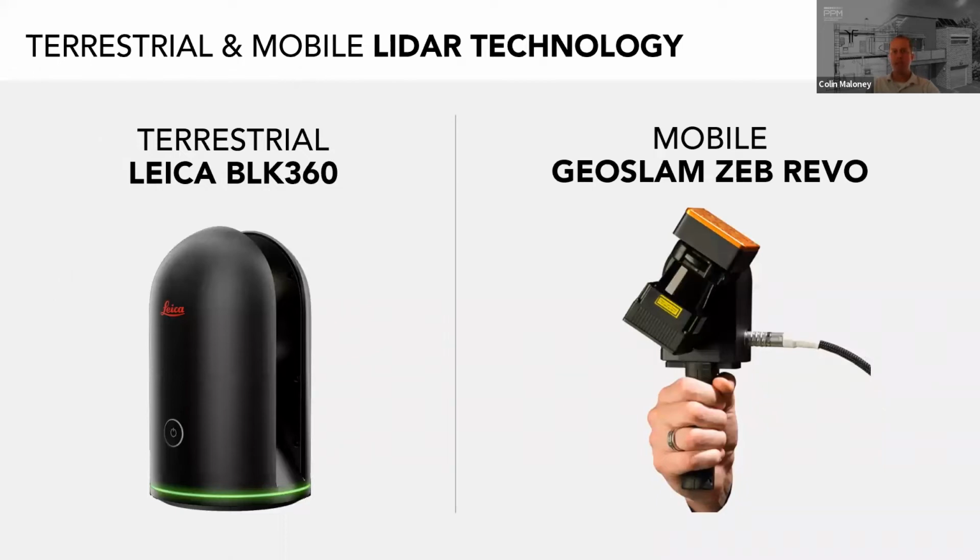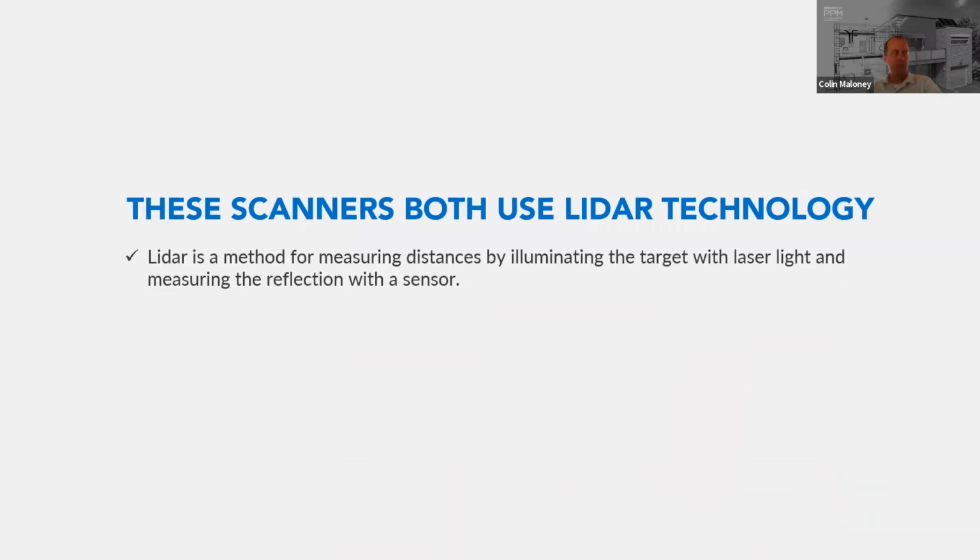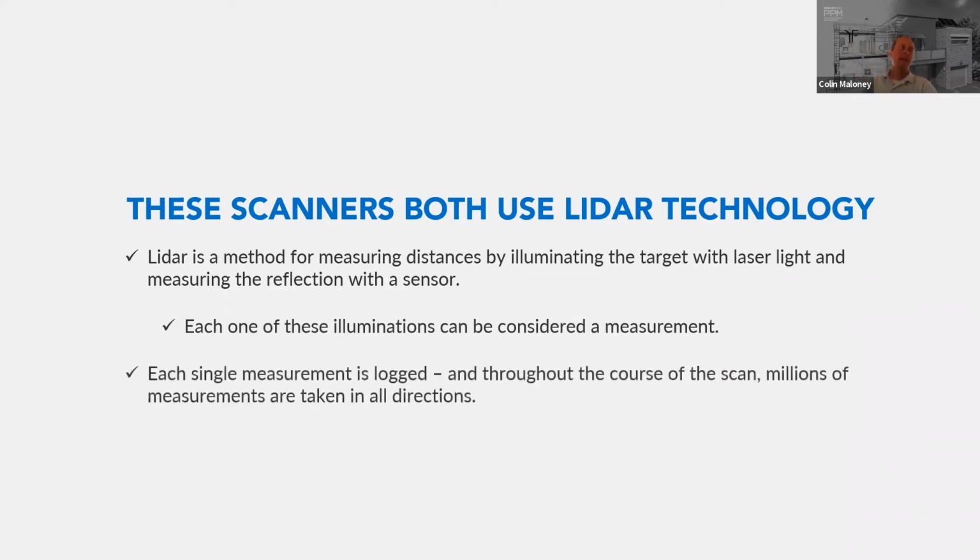Here are some examples of each type. The terrestrial on the left, a standing scanner, or the mobile, which is a walking scanner. Either way you choose to go, you'll be using lidar to create a point cloud. LiDAR is a method for measuring distances by illuminating the target with a laser light and measuring the reflection of it with a sensor. Each one of these illuminations can be considered a measurement. Each single measurement is logged, usually in some sort of data logger, and throughout the course of the scan, millions of measurements are taken in all directions.